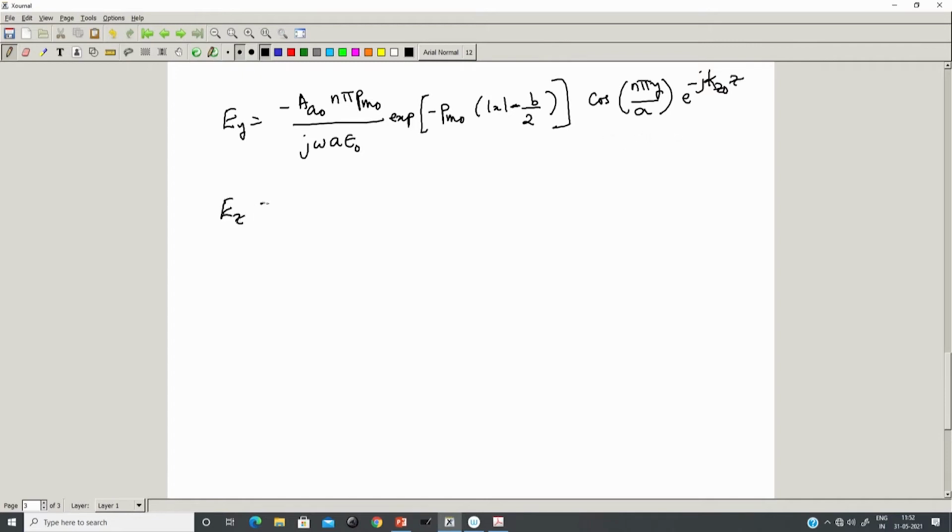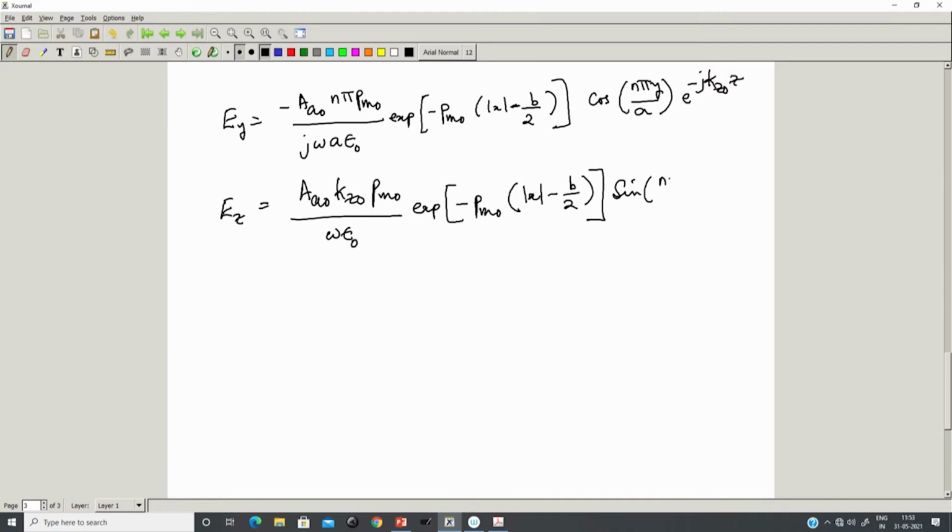E z is a a o k z o p m o by omega epsilon naught exponential minus p m o mod x minus b by 2 sin n pi y by a e to the power minus j k z o z.